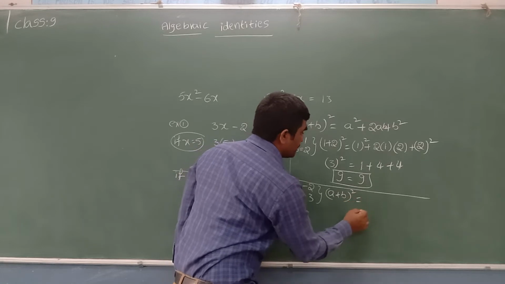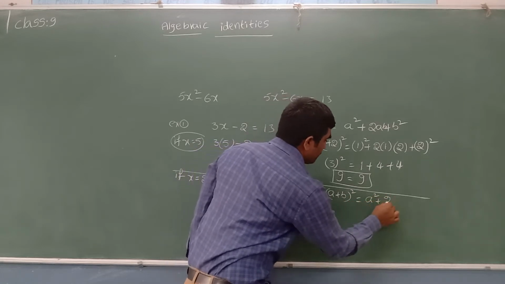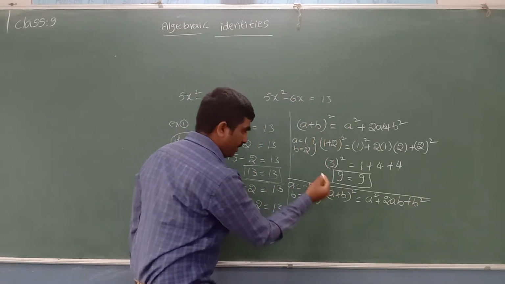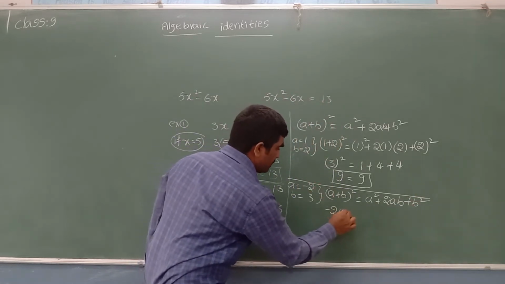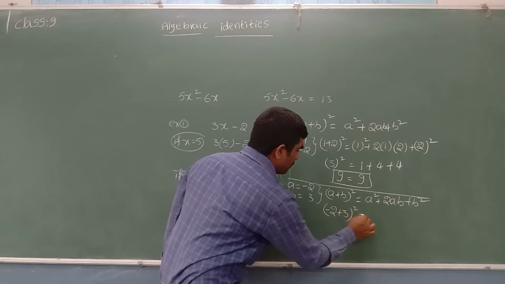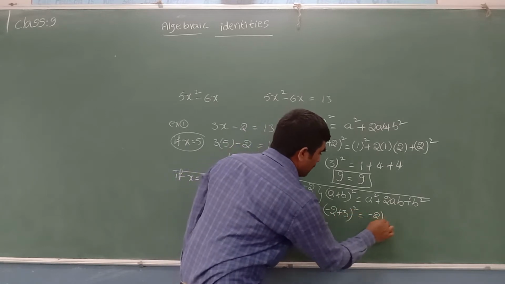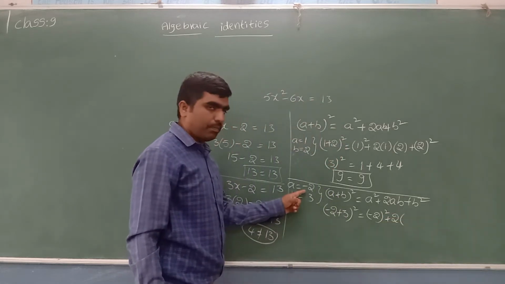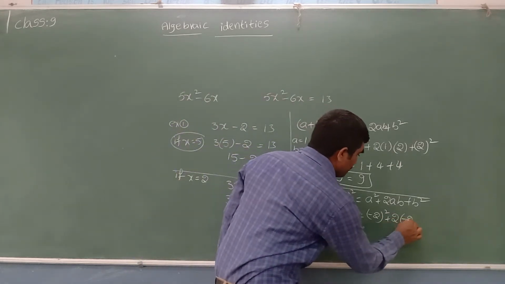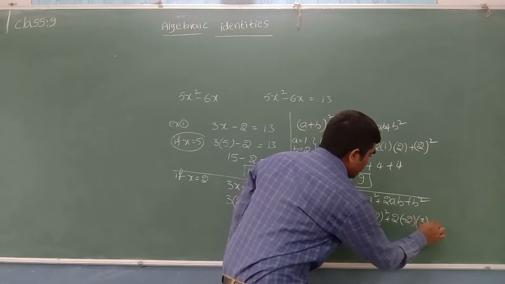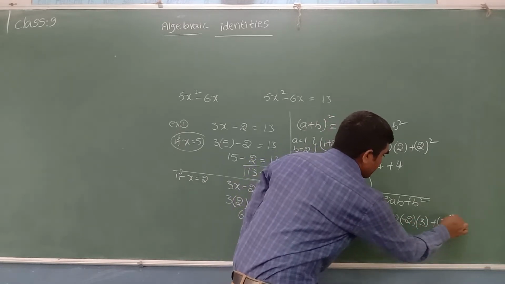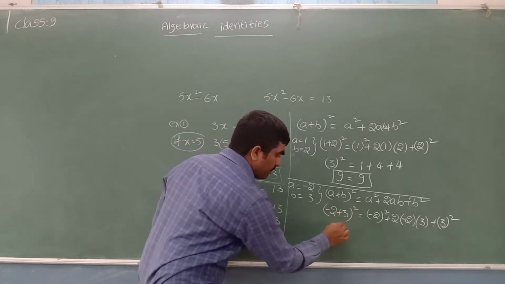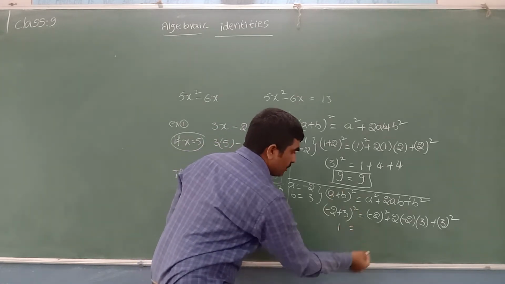(a + b)² = a² + 2ab + b², where a = -2 and b = 3. The whole square is equal to a² plus 2ab plus b²: (-2)² plus 2 into what is a value, -2, and b value 3, plus b square, 3 whole square. Simplify this: -2 plus 3 is 1, so 1 whole square means 1 only.